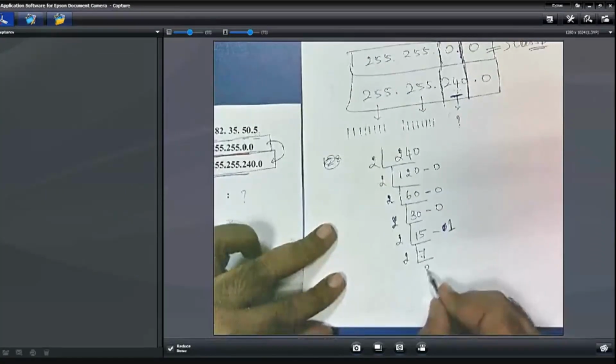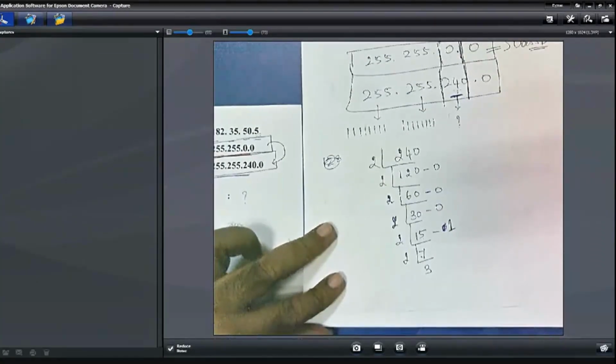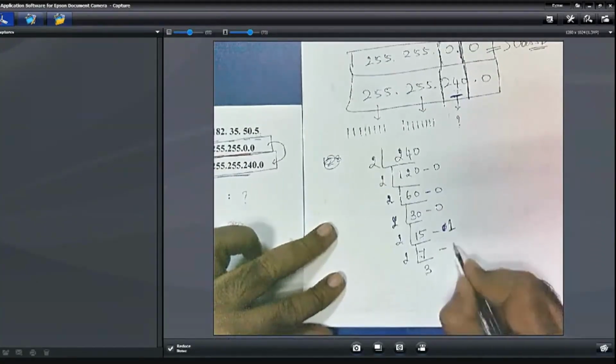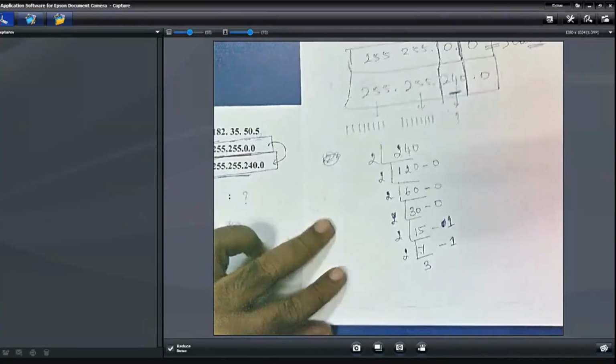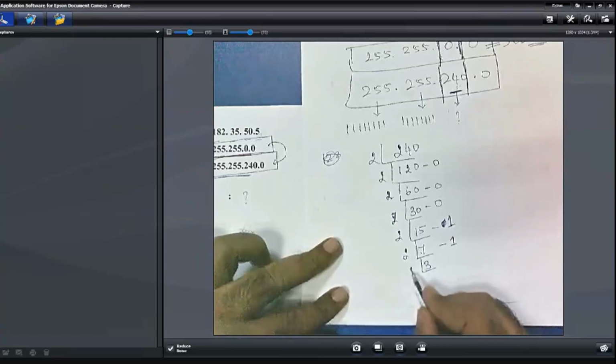So 3 2s are 6. Balance 1. Okay, here I have 3. I put 2. So 1 2 is 2. Balance 1.